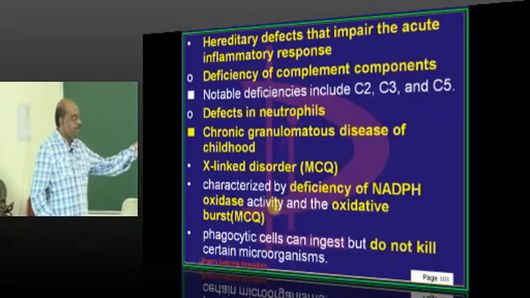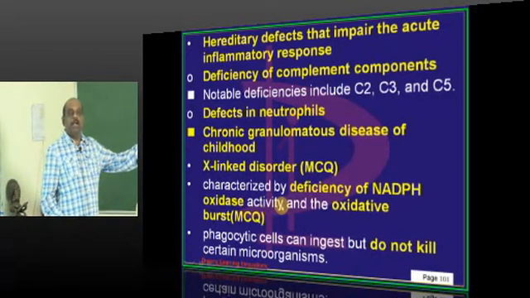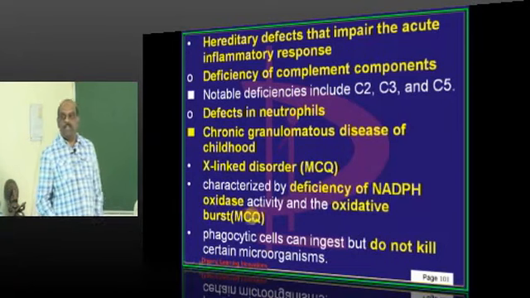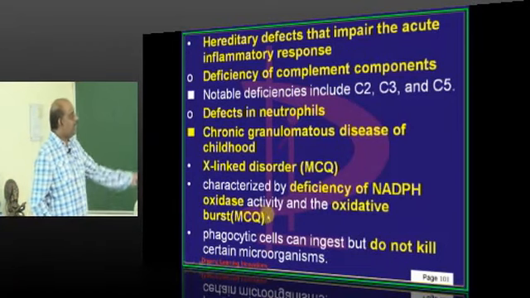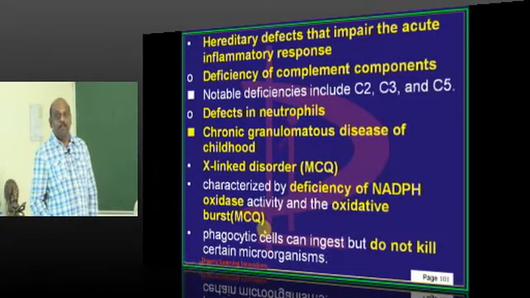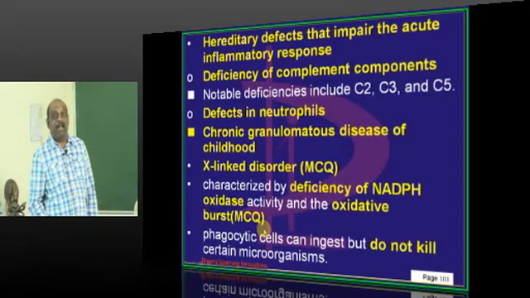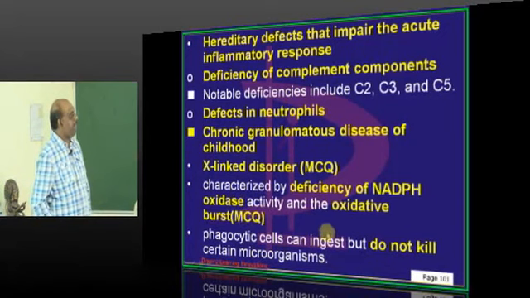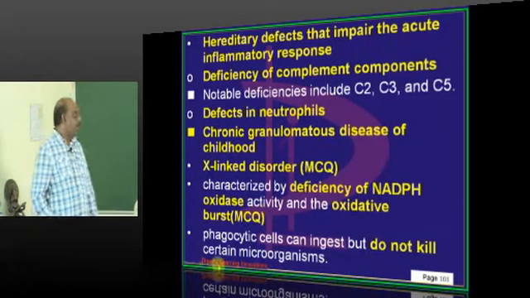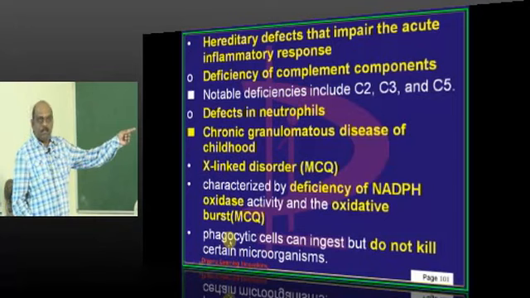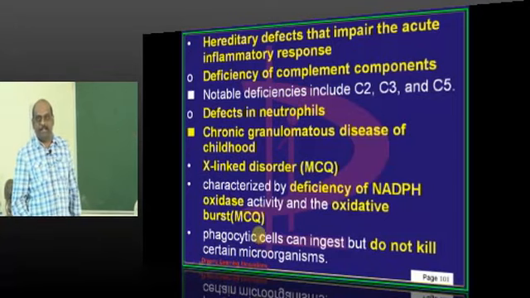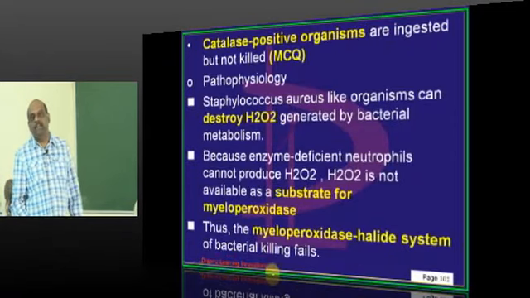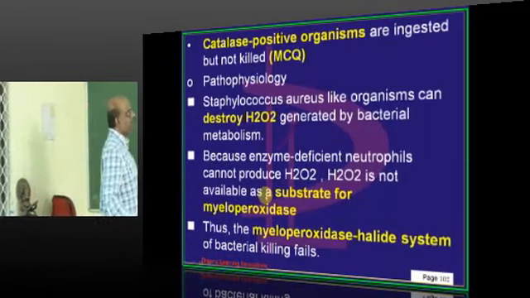So, in these people with chronic granulomatous disease, what are the fundamental defects? NADPH oxidase is there, no? Which is very, very important for the production of superoxide radicals and hydrogen peroxide formation. That is the one which will basically be deficient in these people. And because of that, if the oxygen burst doesn't occur, phagocytic cells are not able to ingest and not able to kill certain microorganisms, is what you need to remember.